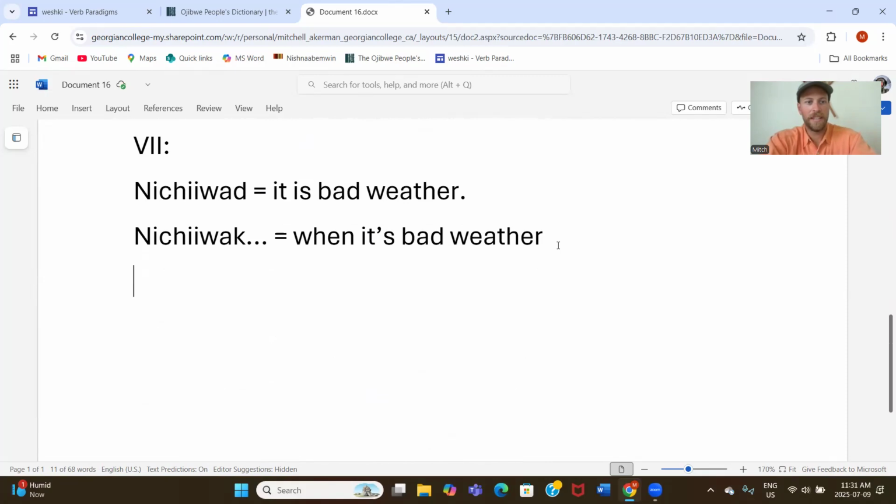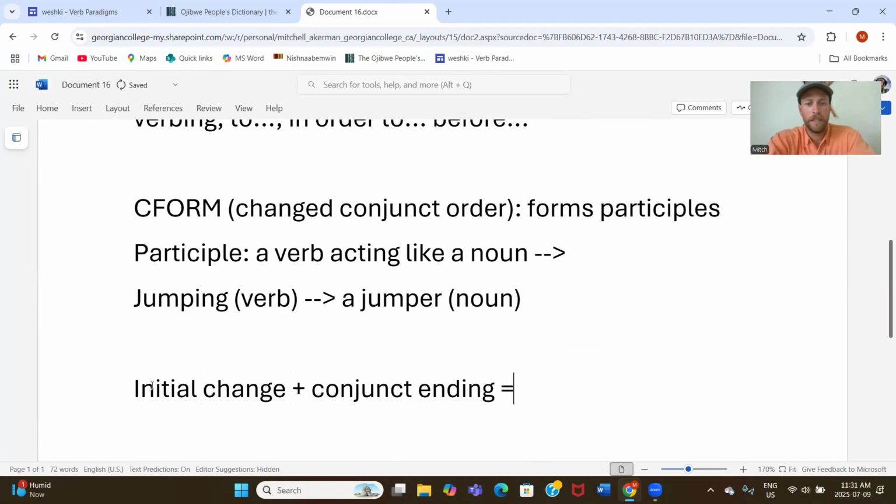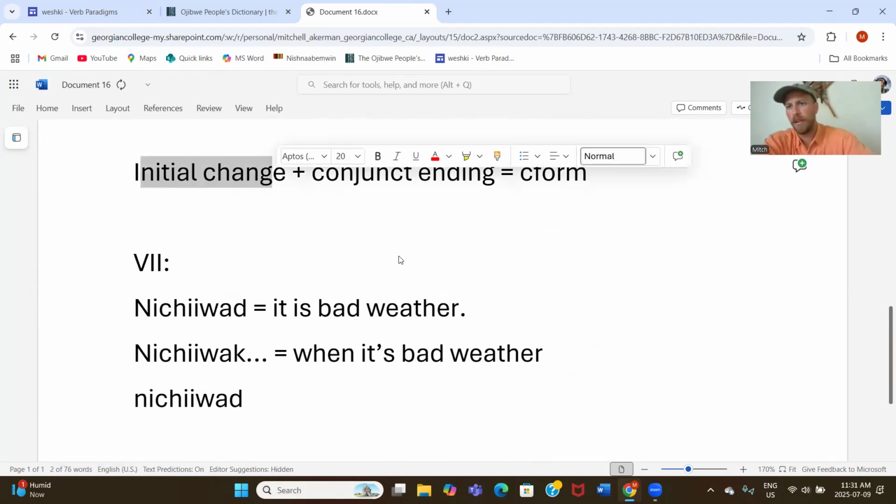Okay. And then we can go all the way to C form. So if we look at Nichiwad, I should mention that, and I'll circle up here and add our little formula for C form. Initial change plus conjunct ending equals C form. So when it comes to that initial change, I talked about that in the last video, so I'm not going to restate that fully here.